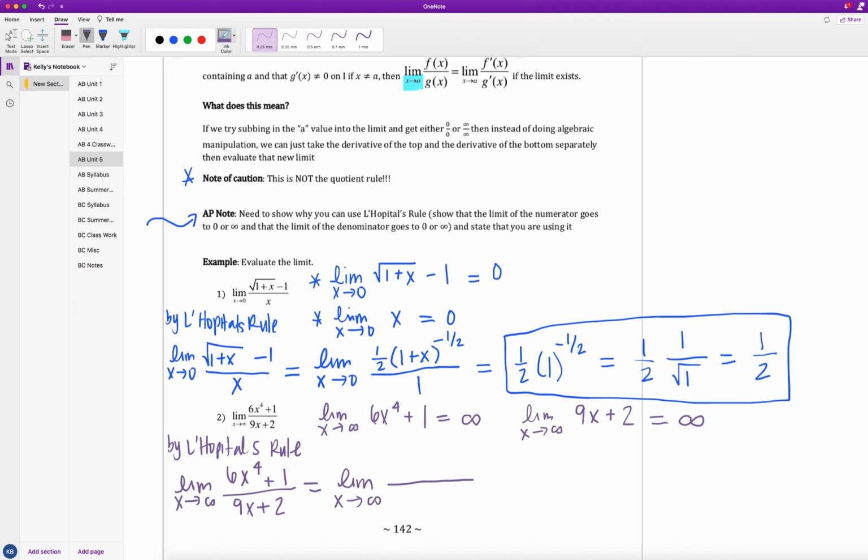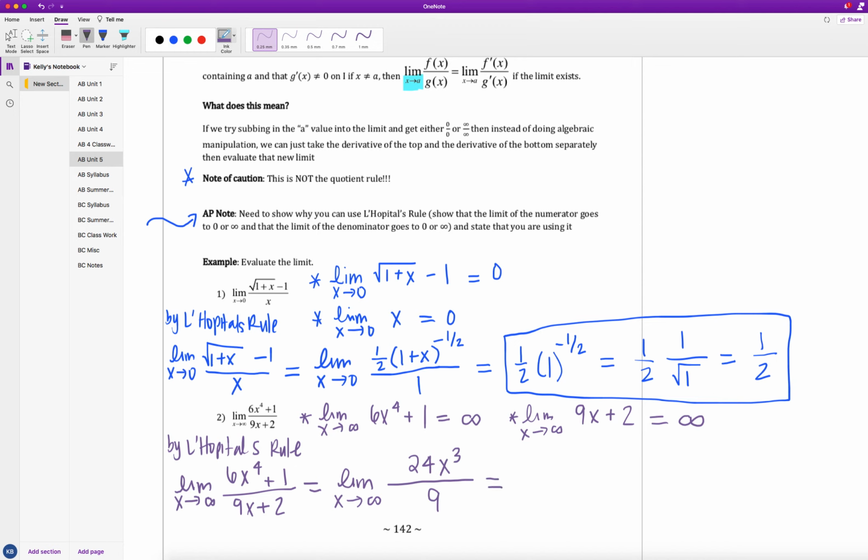of now I get to take the derivative of the top over the derivative of the bottom. I show that the conditions are met by computing both the limit of the numerator and the limit of the denominator. Since I get infinity for both, I have that indeterminate form of infinity over infinity. So by L'Hopital's rule, my original limit is going to be equal to the derivative of the numerator. The derivative of 6x to the 4th plus 1 will give us 24x to the 3rd, and the derivative of 9x plus 2 will just give us 9. So that original limit is now equal to my new limit. This can be a direct substitution in.